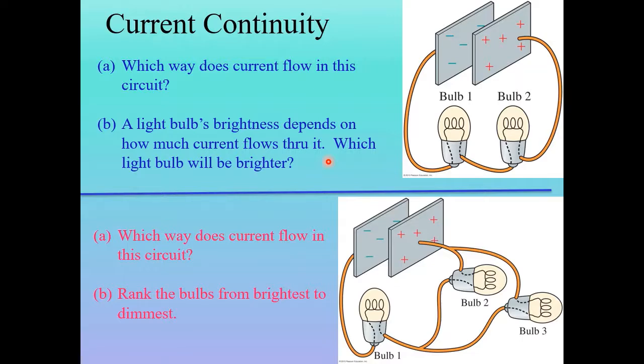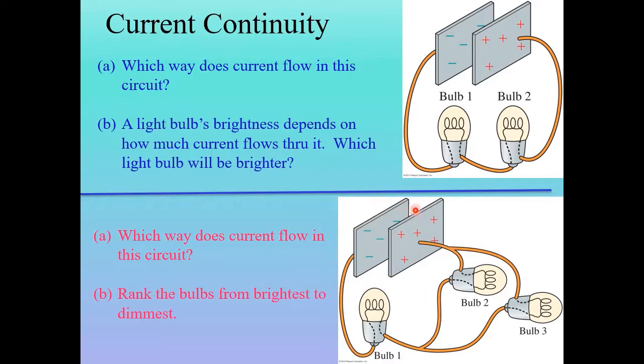Well, the answer is sort of a trick question. It's neither. Bulb 1 and bulb 2 will have the exact same brightness. The reason for this is, remember, the same current flows through the whole circuit. So the same current that goes into bulb 2 must also flow through bulb 1 and then back through our battery. Okay, the next problem down here is a little trickier.